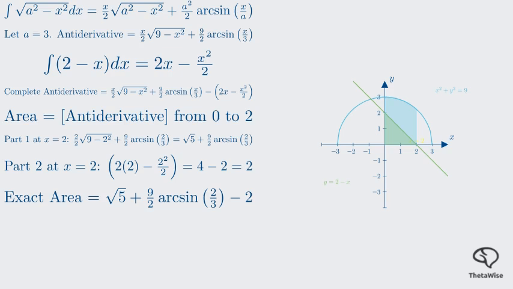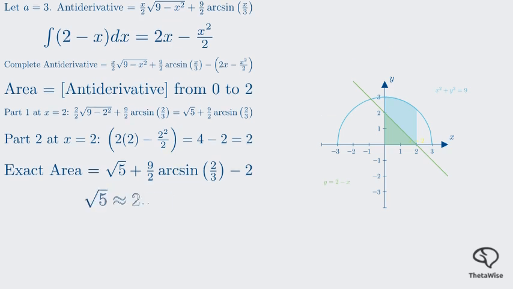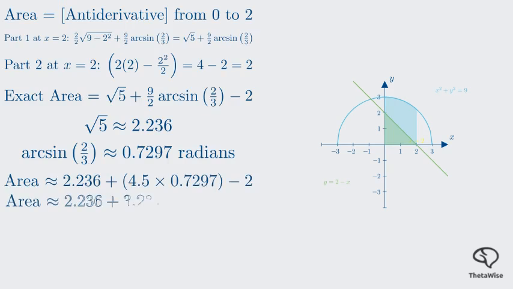Remember that arcsin should be calculated in radians. The square root of 5 is about 2.236. Arcsin of 2 over 3 is about 0.7297 radians. 9 over 2 times this is about 3.284. So we have 2.236 plus 3.284 minus 2, which gives an area of approximately 3.520 square units. A key takeaway from this problem is recognizing the form of the integral for a circle. Knowing the standard result can save a lot of time and effort in an exam.